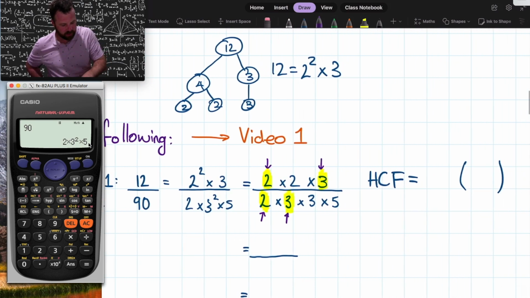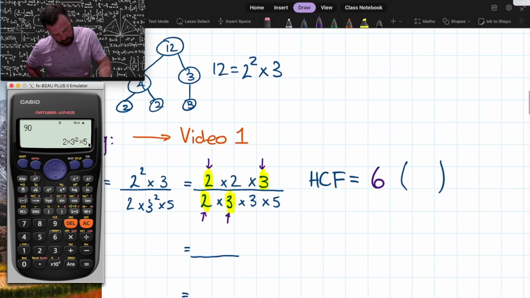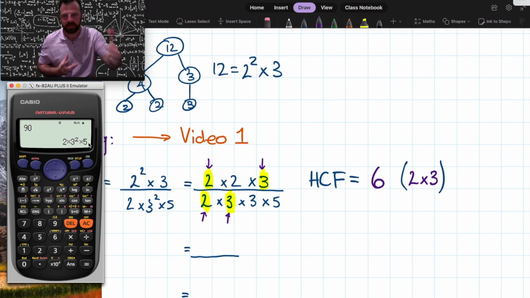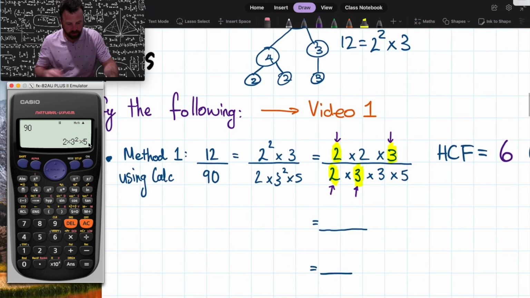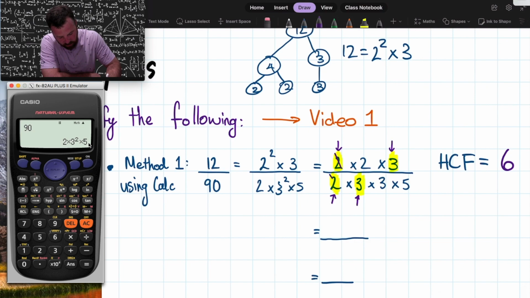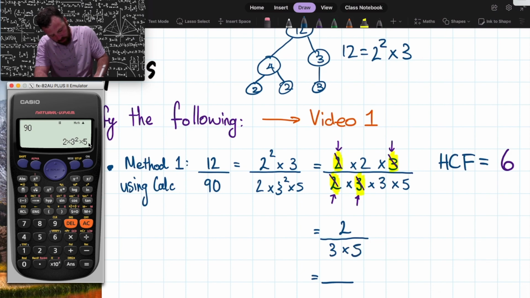So we say our highest common factor is 6. Of course, 6 is just 2 times 3, and those are the numbers we highlighted in both fractions. Now that we've highlighted them, they divide out, they cancel out with each other. What we're left with in the numerator is just 2, and in the bottom we're left with 3 times 5, which ends up being 2 over 15. And that's what we saw on the calculator when we first started.